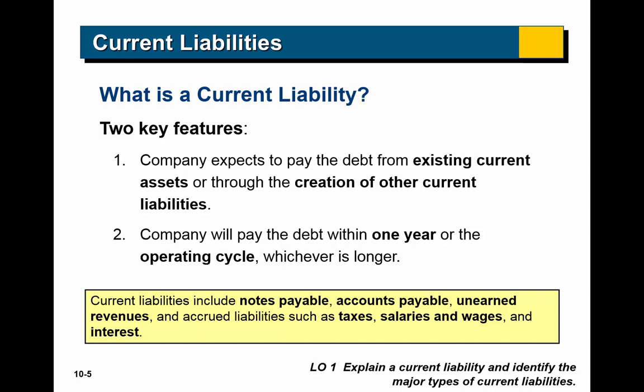A current liability is a liability that is going to be paid from our existing assets or through the creation of other current liabilities. Meaning we'll use our cash usually to pay those off, and if we don't, then we will refinance them with another piece of debt that will pay off the first one. And the biggie there, number two, is that the company will pay the debt within 1 year or the operating cycle, whichever is longer. So these are short-term in nature.